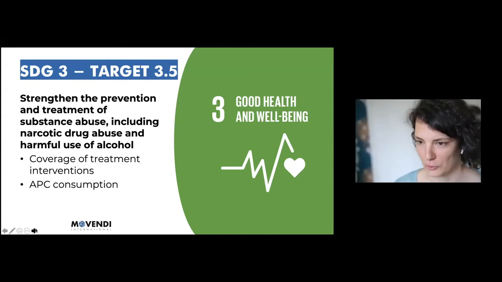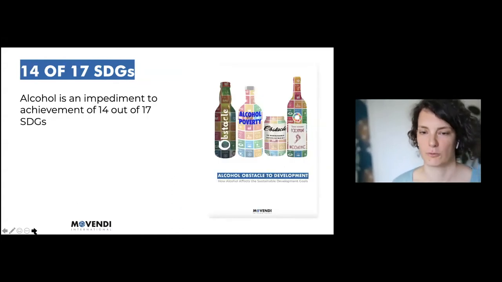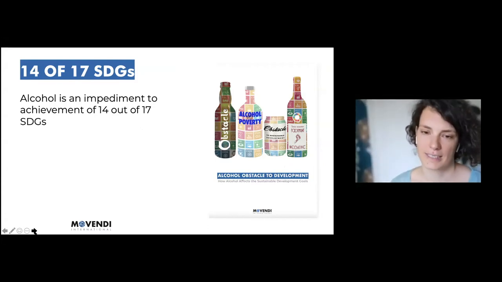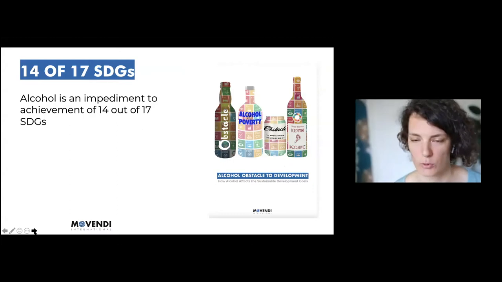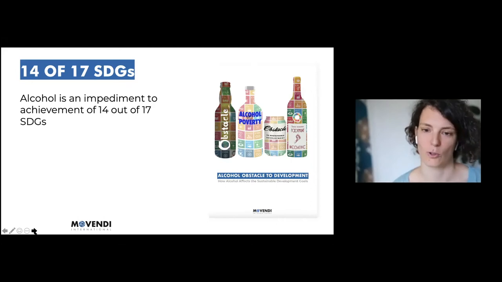But today we are not here to talk about the SDG 3 only. We are going to look beyond, and the whole series is actually going to look beyond goal number 3. And that's something Movendi International also has done. We have looked at all goals and all targets that belong to the goals, and looked at the evidence showing any connection between alcohol and the targets. And we have concluded that 14 out of 17 sustainable development goals would not be achieved if we do not do anything about alcohol harm.